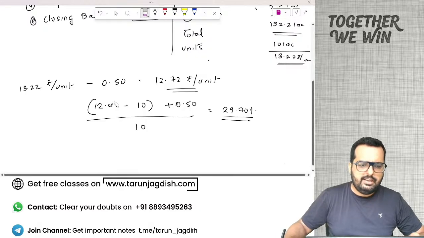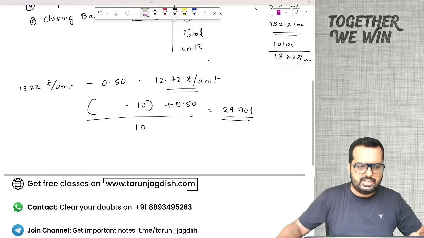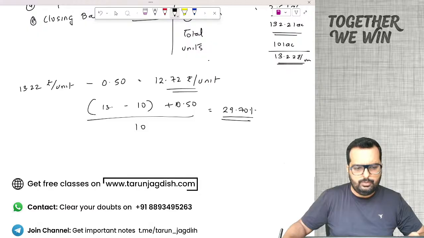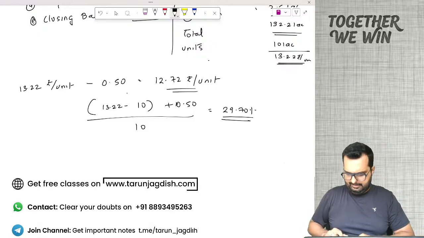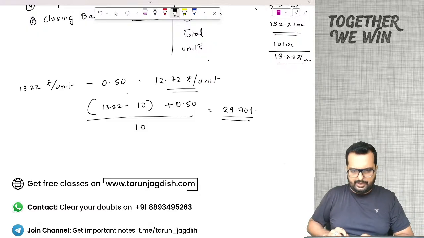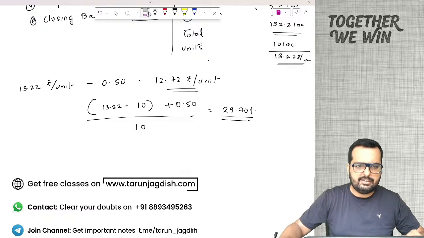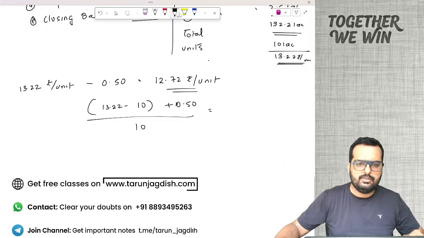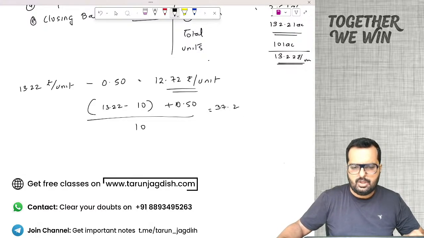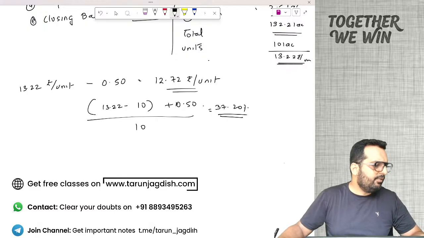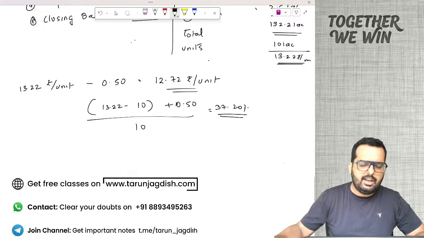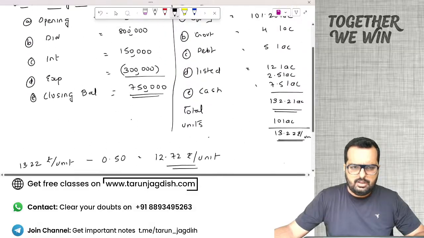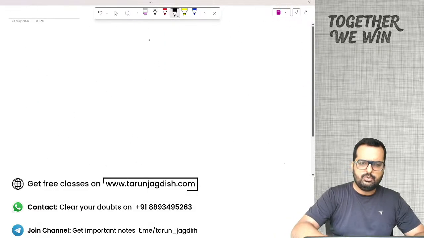Everybody clear? So then here what will happen? This will also slightly change. This will become 13.22 minus 10 plus 0.5 divided by 10. When you do, you get the answer as 37.2%. Are you all clear with this part now, friends? All right. So I have clarified these two particular points. Now, can I go to the next one? Okay. So we are done with these two questions, friends.